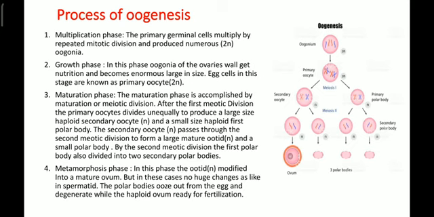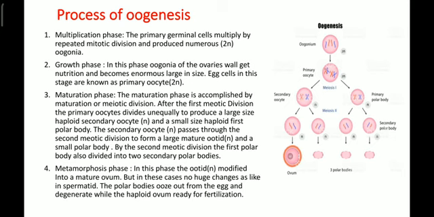Finally, the metamorphosis process. In this phase, the oocyte is modified into a mature ovum. But in this case, there are no huge changes as in the spermatid. The polar bodies ooze out from the egg and degenerate, while the haploid ovum is ready for fertilization. Please see the figure here. If you see the figure here, then you can easily understand the process of oogenesis.